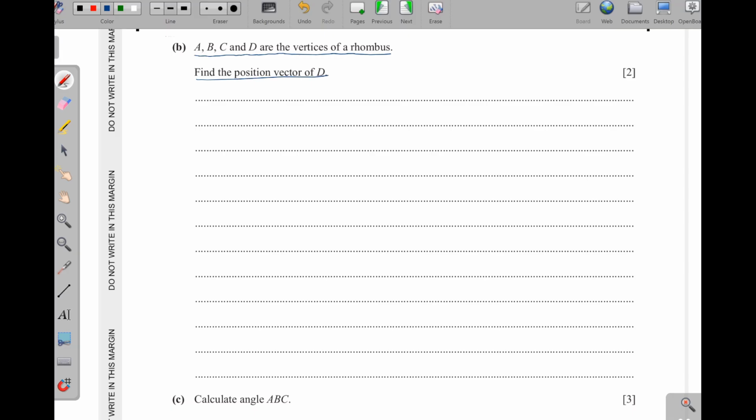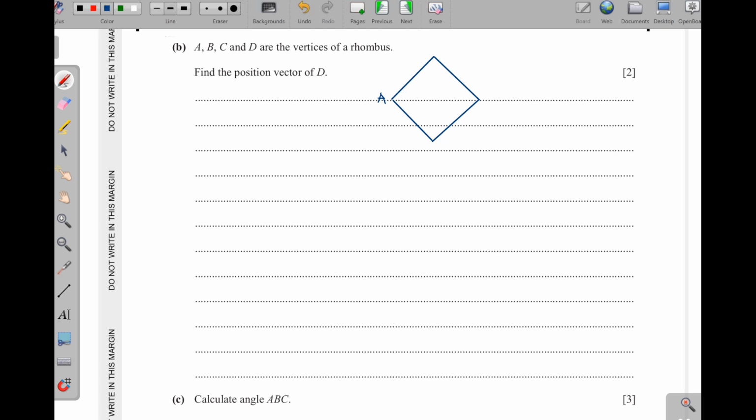Then part B: A, B, C, and D are vertices of a rhombus. Find the position vector of D. So I can have maybe this is my A, my B, then something like that. They are all equal in length. Okay, that's a rhombus.